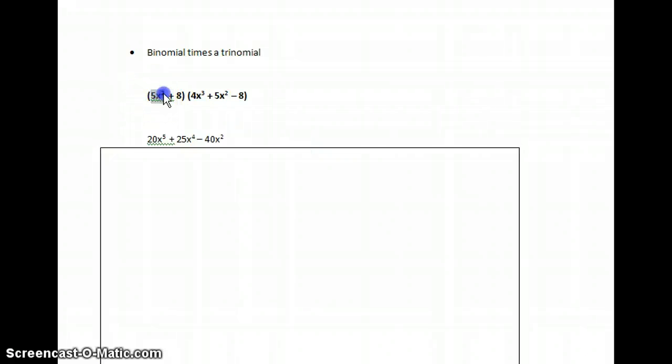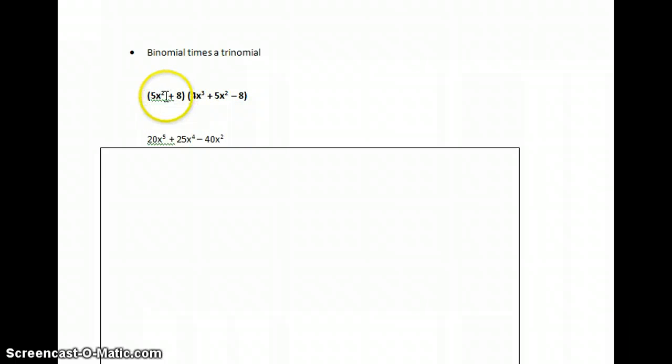So I've got 5 times 4 giving me my 20, and then my x squared times x to the third, that's 2 plus 3 giving me 5, so it's 20x to the fifth. My next one I'll do 5 times 5 giving me 25, and then x squared times x squared, that's 2 plus 2 is 4, giving me x to the fourth. So my second term is plus 25x to the fourth. My last one will be 5 times minus 8, giving me minus 40, and then x squared times, there's no variable there, so I've got x squared.